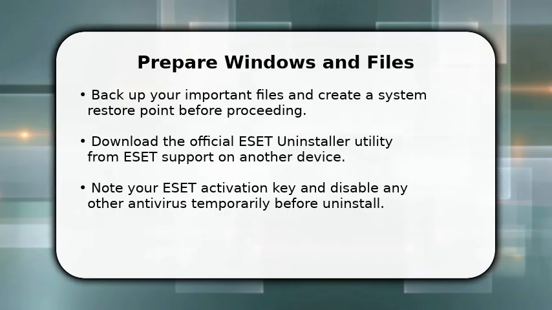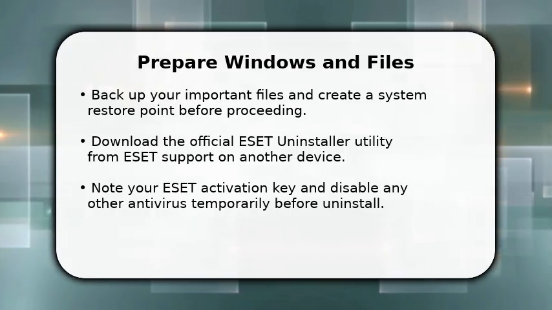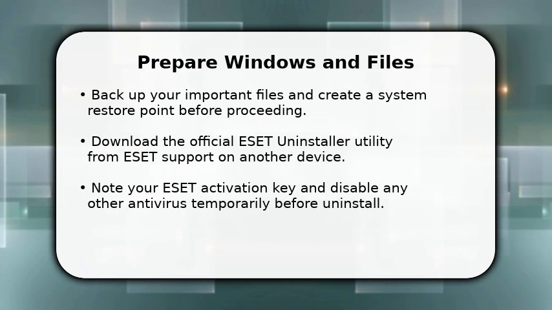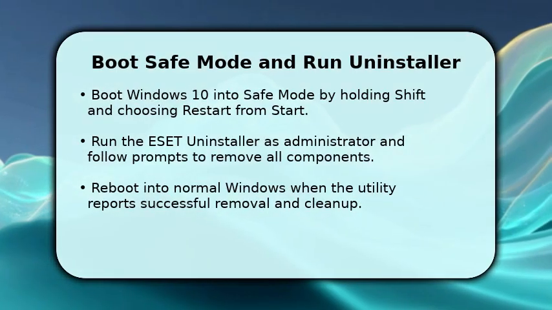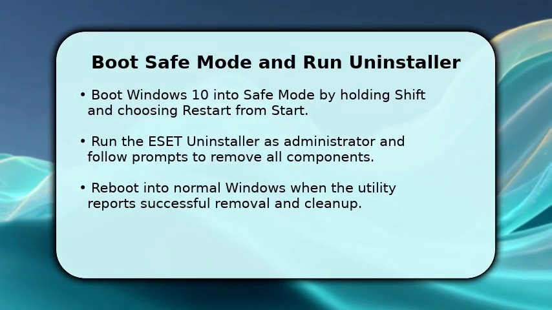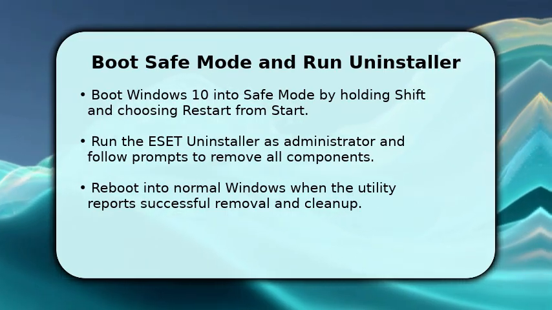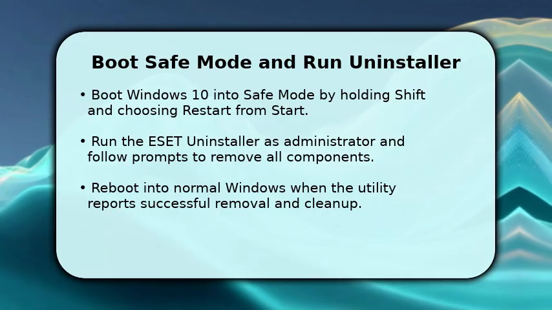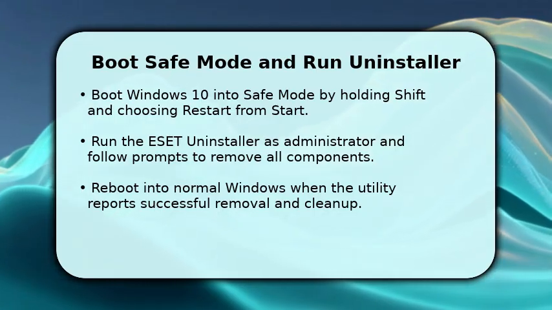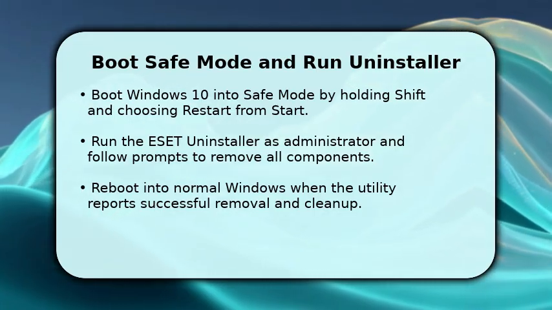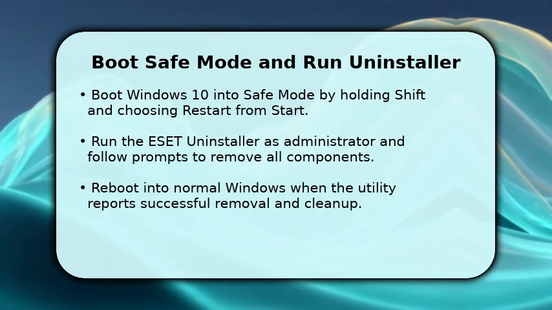Disable any other antivirus programs temporarily to avoid conflicts with the uninstaller program. Boot Windows 10 into safe mode by holding Shift and choosing Restart from Start. After Restart, select Troubleshoot, Advanced Options, Startup Settings, then enable Safe Mode. Log in as the same user who installed ESET or as an administrator user.